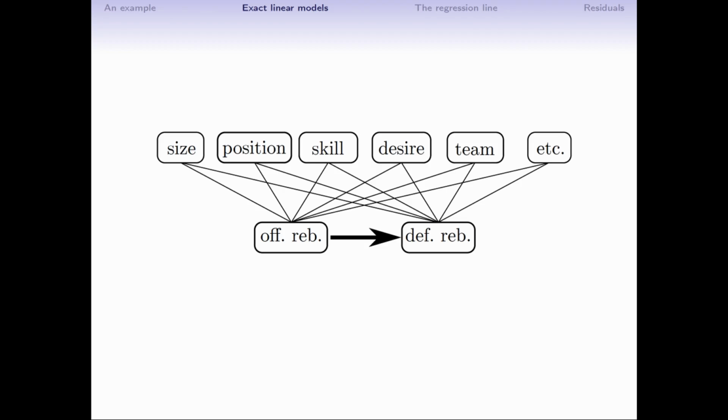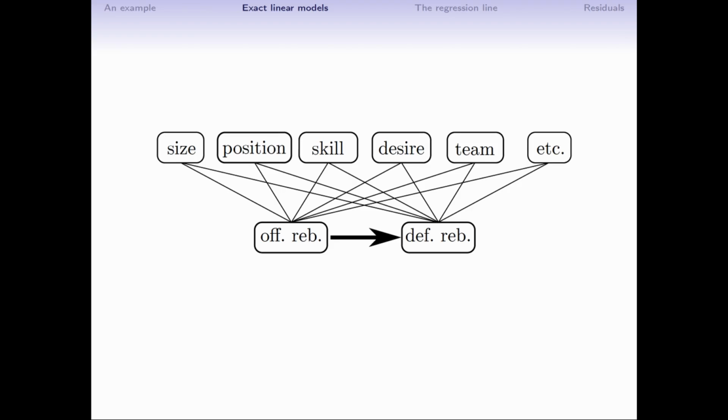So it would be better than nothing. And that's what we're going for here. We're going to try to squeeze out as much information from the data that we can to make the model of predicting defensive rebounds from offensive rebounds at least as good as it possibly can be. All right, but hopefully you understand the difficulty that's inherent in this kind of problem.